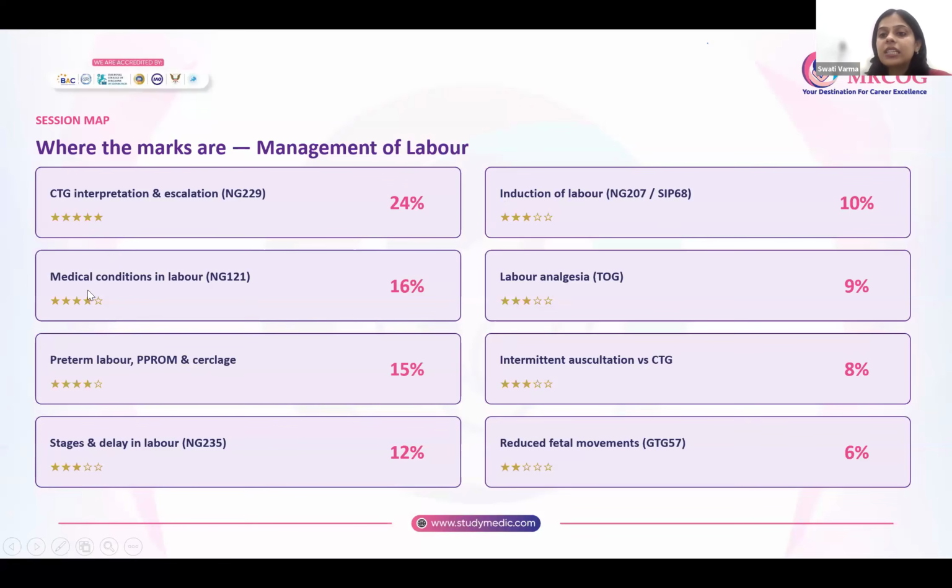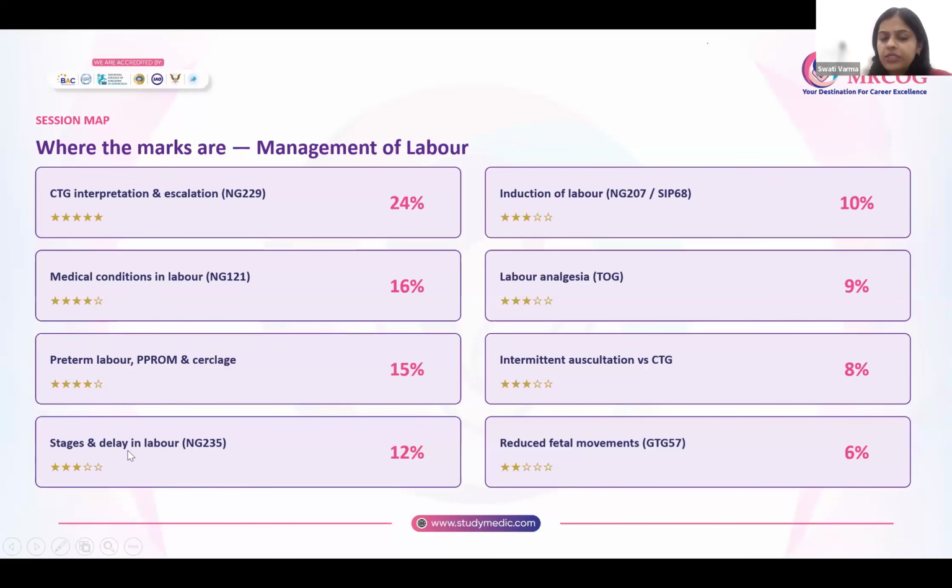Then comes medical conditions in labor. Now, they are asking integrated questions. So it's very important to integrate things, that is, correlating the maternal medicine module and the labor and delivery module. Many questions nowadays are being asked with medical conditions in labor, or you can also say intrapartum care in existing medical conditions. Then a very, very important topic, that is preterm labor, PPROM, and cerclage.